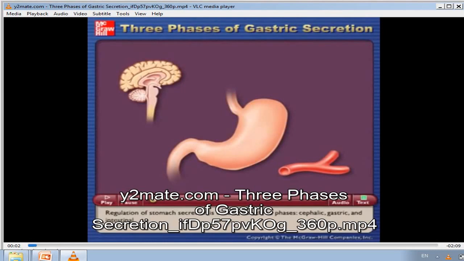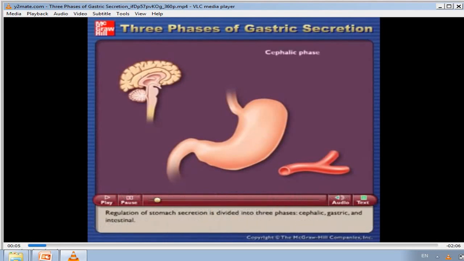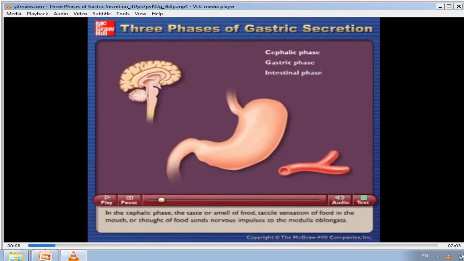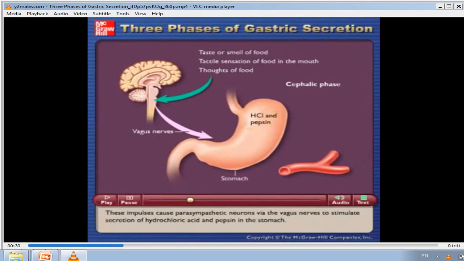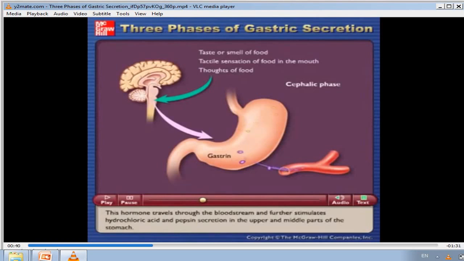Regulation of stomach secretion is divided into three phases: cephalic, gastric, and intestinal. In the cephalic phase, the taste or smell of food, tactile sensation of food in the mouth, or thought of food sends nervous impulses to the medulla oblongata. These impulses cause parasympathetic neurons via the vagus nerves to stimulate secretion of hydrochloric acid and pepsin in the stomach. The parasympathetic stimulation also results in secretion of gastrin from the lower part of the stomach. This hormone travels through the bloodstream and further stimulates hydrochloric acid and pepsin secretion in the upper and middle parts of the stomach.